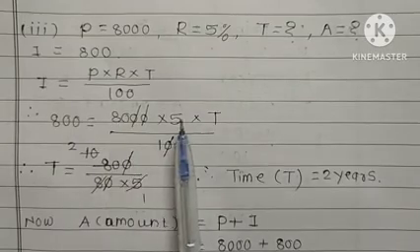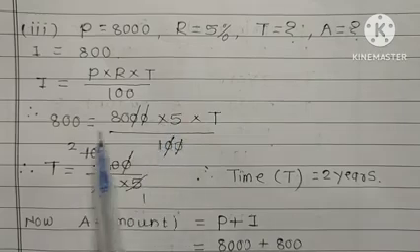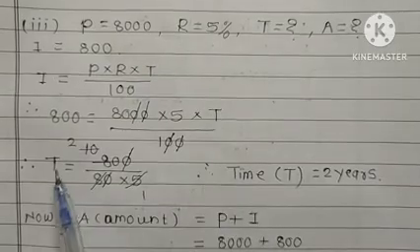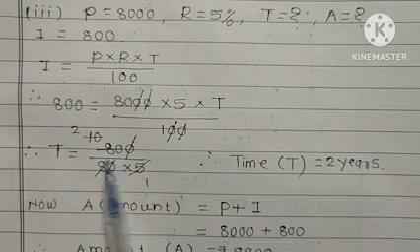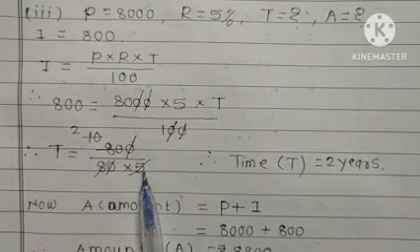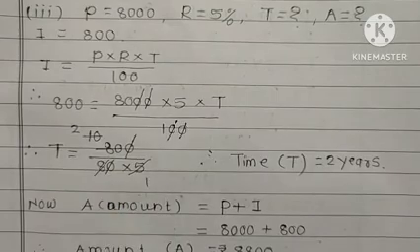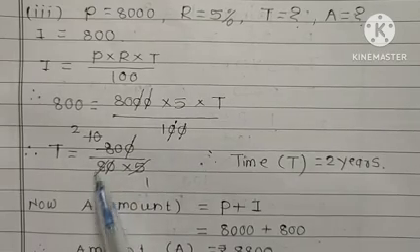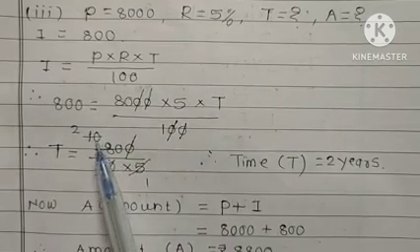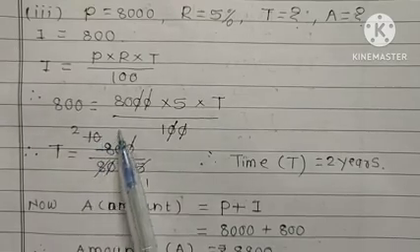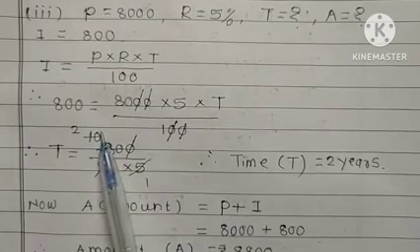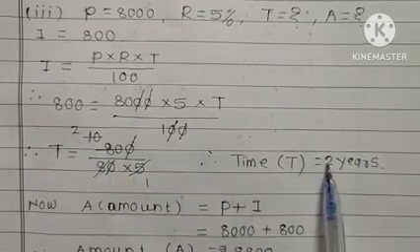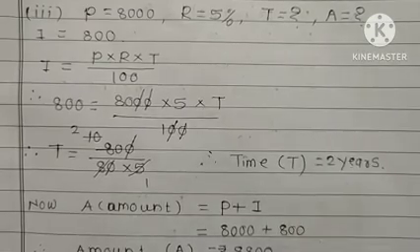Okay. Now 80 into 5, taking this product in the denominator of 800, you will get T. So T is equal to what? 800 upon 80 into 5. Cancel this 0 from numerator and denominator. Now 8 ones are 8, this 0 as it is. Now divide by 5. 5 ones are 5, 5 twos are 10. That means T is equal to 2 years. Okay. Time is equal to 2 years.